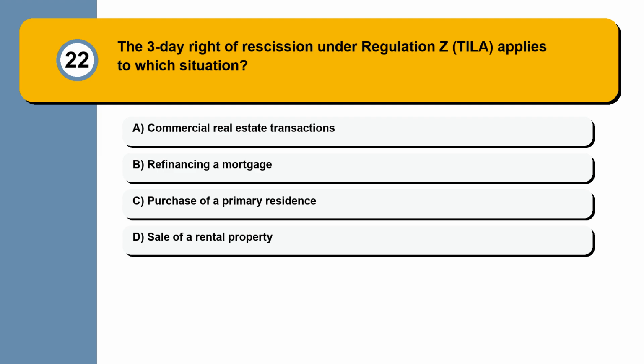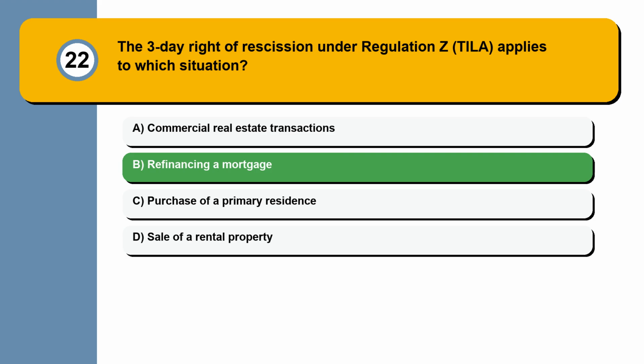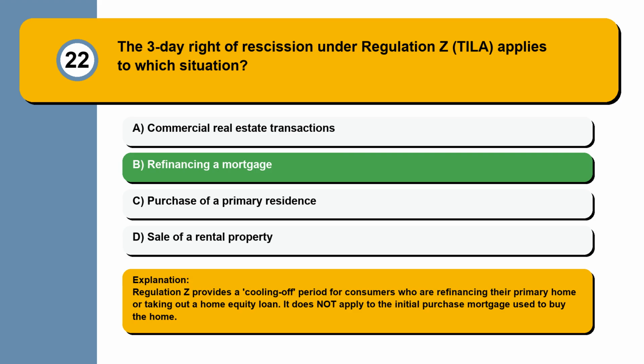Question 22. The 3-day right of rescission under Regulation Z, TILA, applies to which situation? Commercial real estate transactions, refinancing a mortgage, purchase of a primary residence, sale of a rental property. Regulation Z provides a cooling-off period for consumers who are refinancing their primary home or taking out a home equity loan. It does not apply to the initial purchase mortgage used to buy the home.